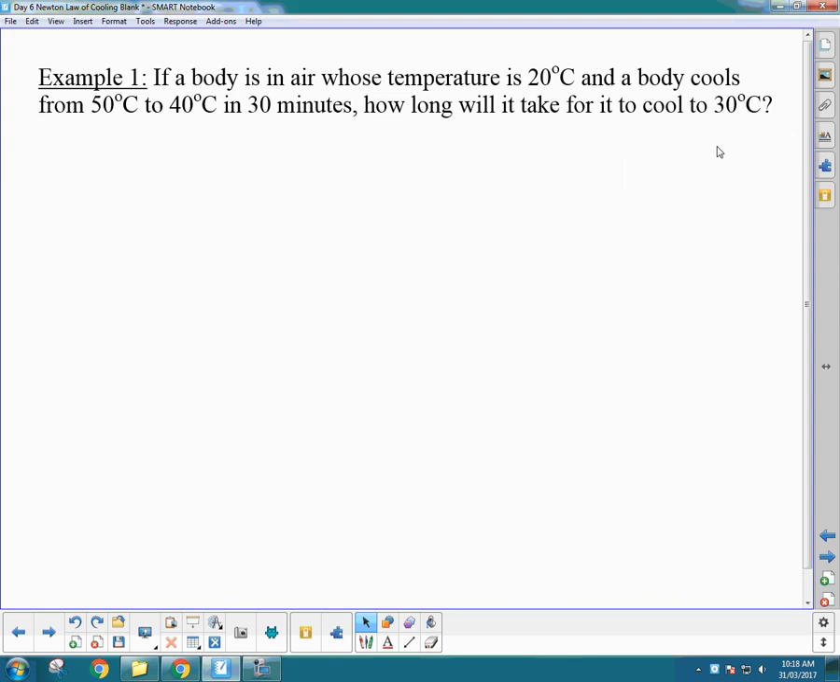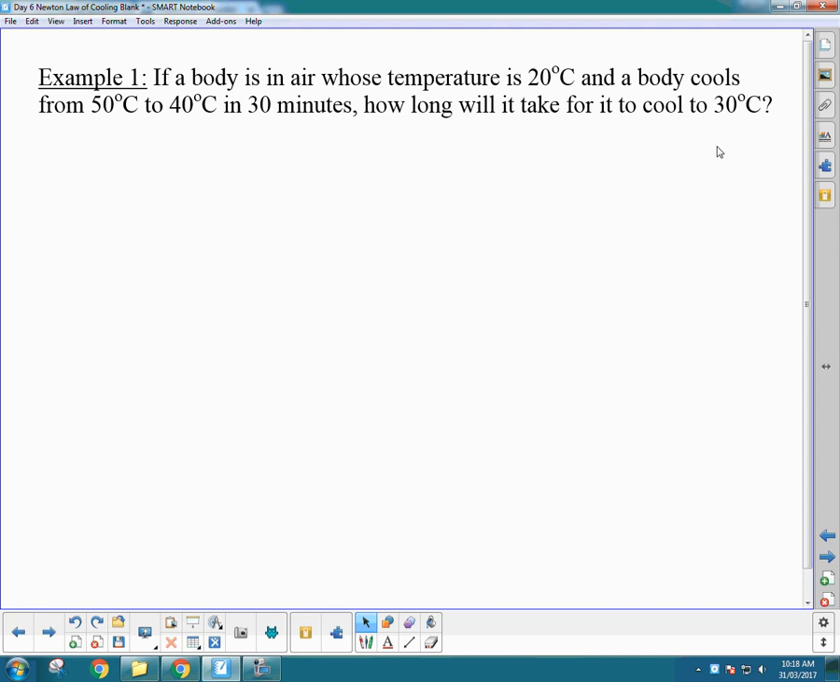All right, so we're going to look at example 1. Example 1 is going to describe a scenario where we're going to apply that formula that we just looked at. It says: if a body is in air whose temperature is 20 degrees and the body cools from 50 to 40 in 30 minutes, how long is it going to take to cool to 30 degrees?